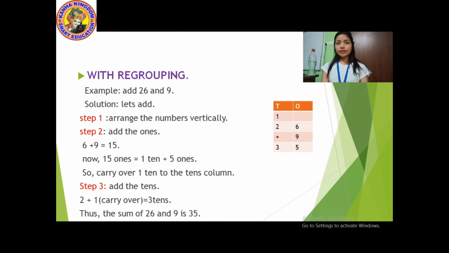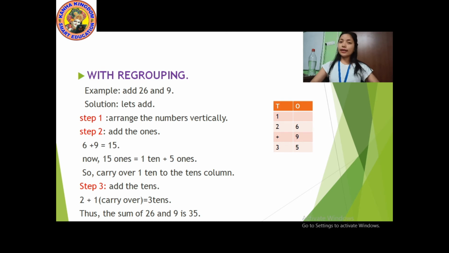And the second step was add the ones. While adding the ones, we got a two-digit number. In a two-digit number, we have to write the digit which is present in the ones place in the ones column, and we should carry over the tens number to the tens column.